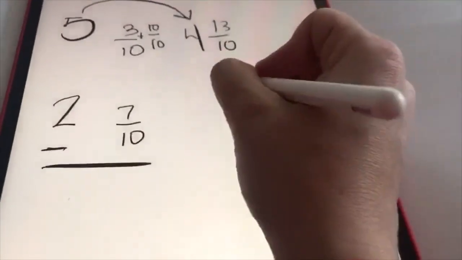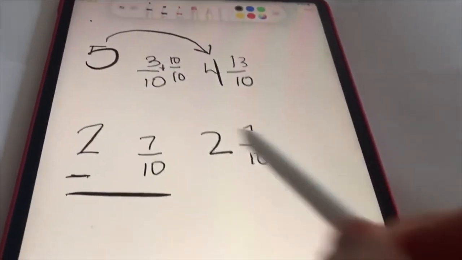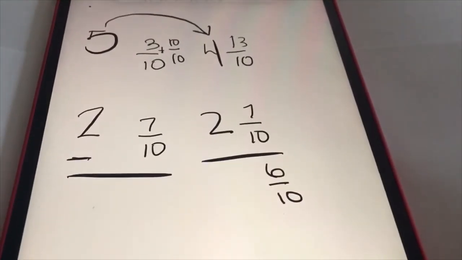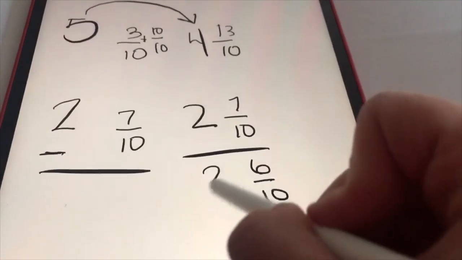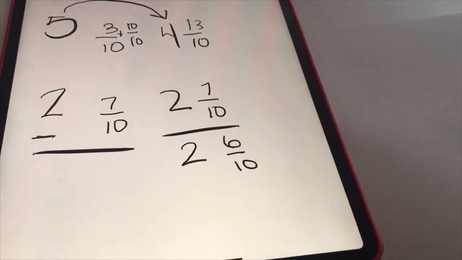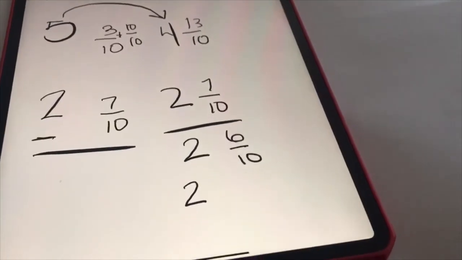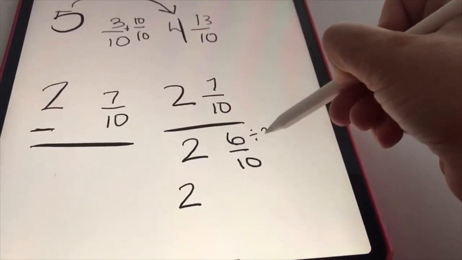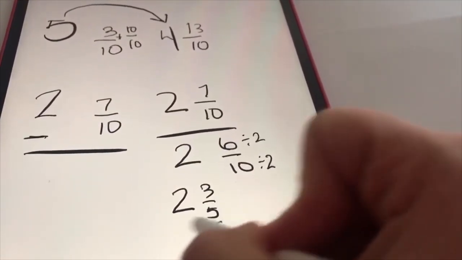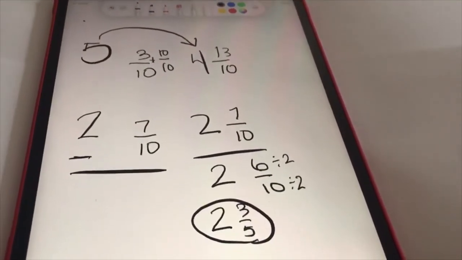Okay? So I can subtract 7 tenths from 13 tenths, and I get 6 tenths. Okay? Now 4 minus 2 is 2. Okay? So my final answer would be 2 and 6 tenths. Some of you may be able to see that 6 tenths is not in its simplest form, because I could divide each of these by 2 and get 2 and 3/5. But that would just be an added challenge and bonus for you guys. So if you were able to see that, good for you.